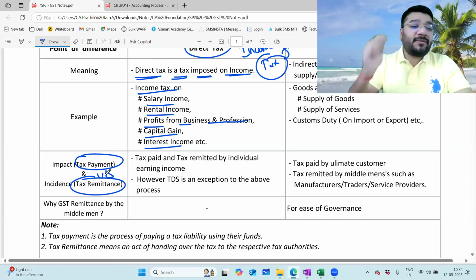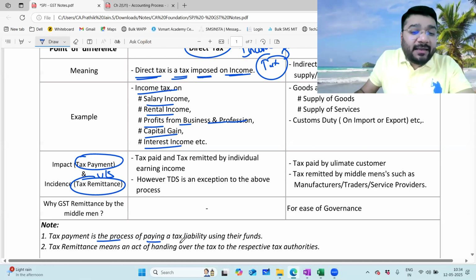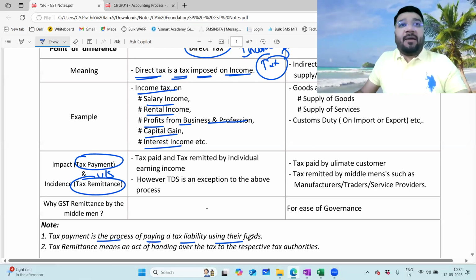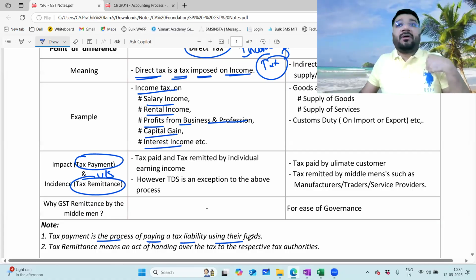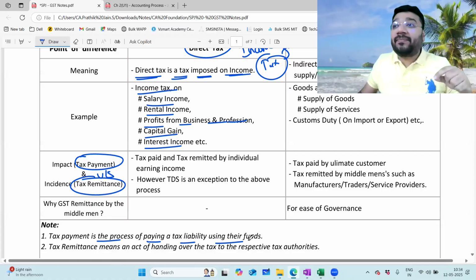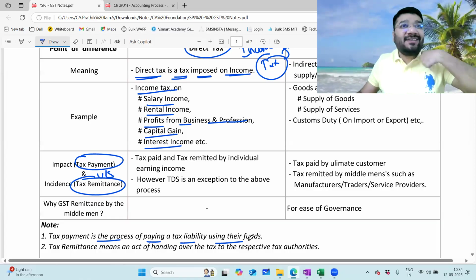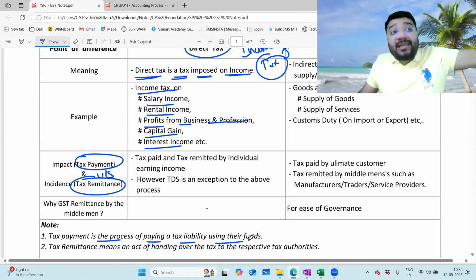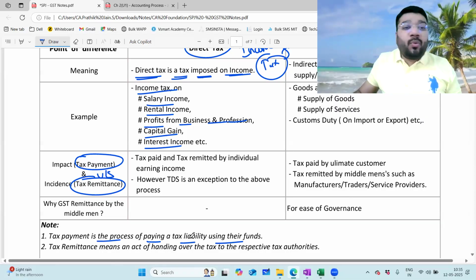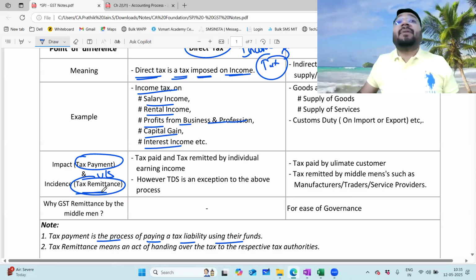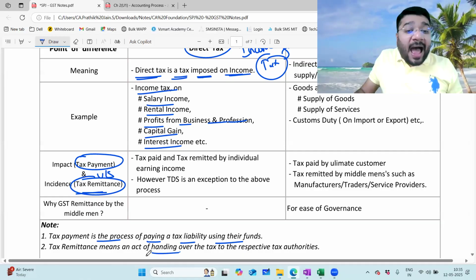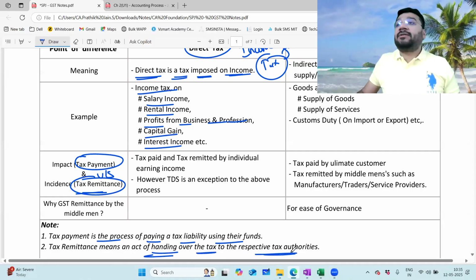Tax payment means it is a process of paying the tax liability using your funds. If I'm paying tax from my pocket, the money is getting reduced from whose pocket? From my pocket. So tax payment means it is the person who is suffering the tax. Tax payment means from whose pocket the money is going. What is the meaning of tax remittance? Tax remittance is a process of handing over that tax to the tax authorities.